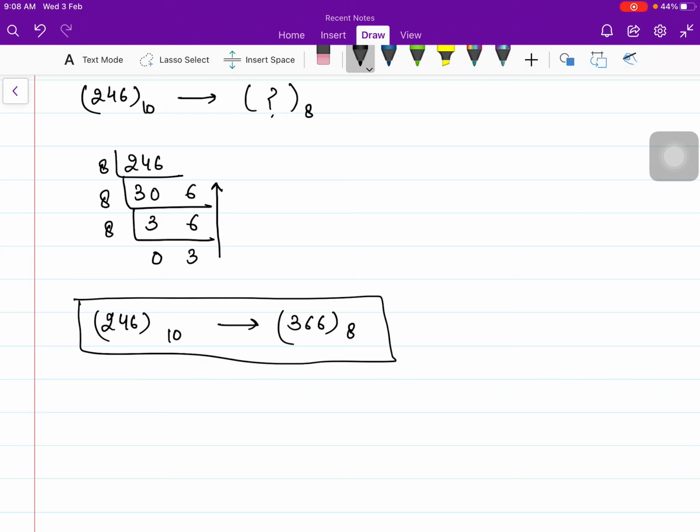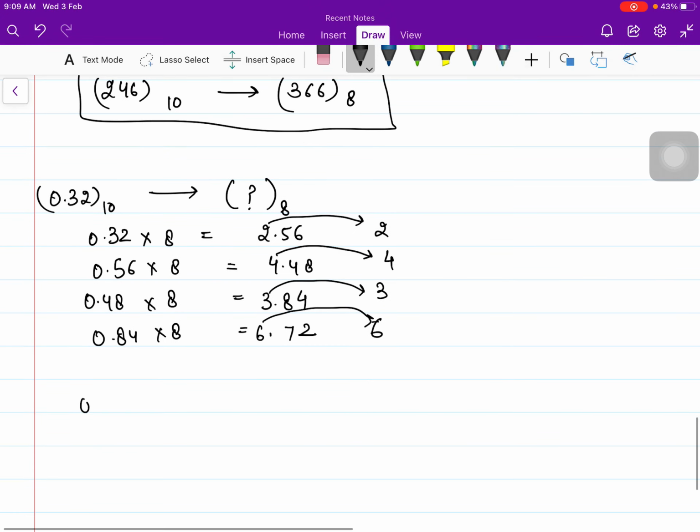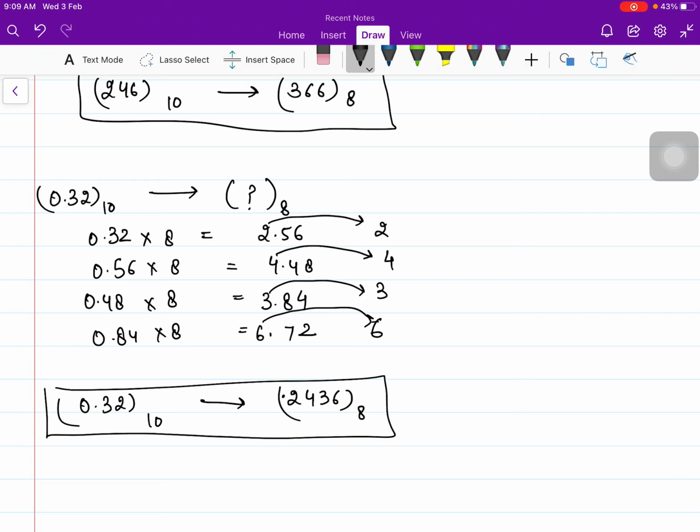So 8 4s are 32. 6 will be recorded here. I think this is the answer. Okay, so what is the octal equivalent? It is 2436. Point. Don't forget to put this point. So it is 0.2436. Alright.